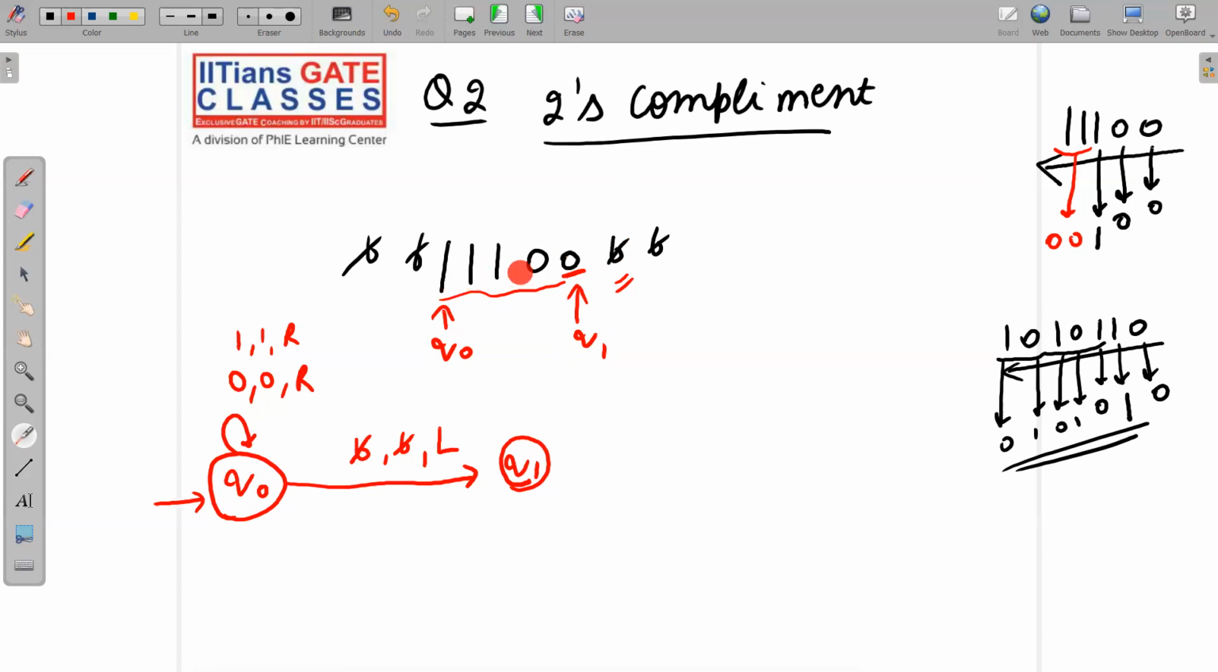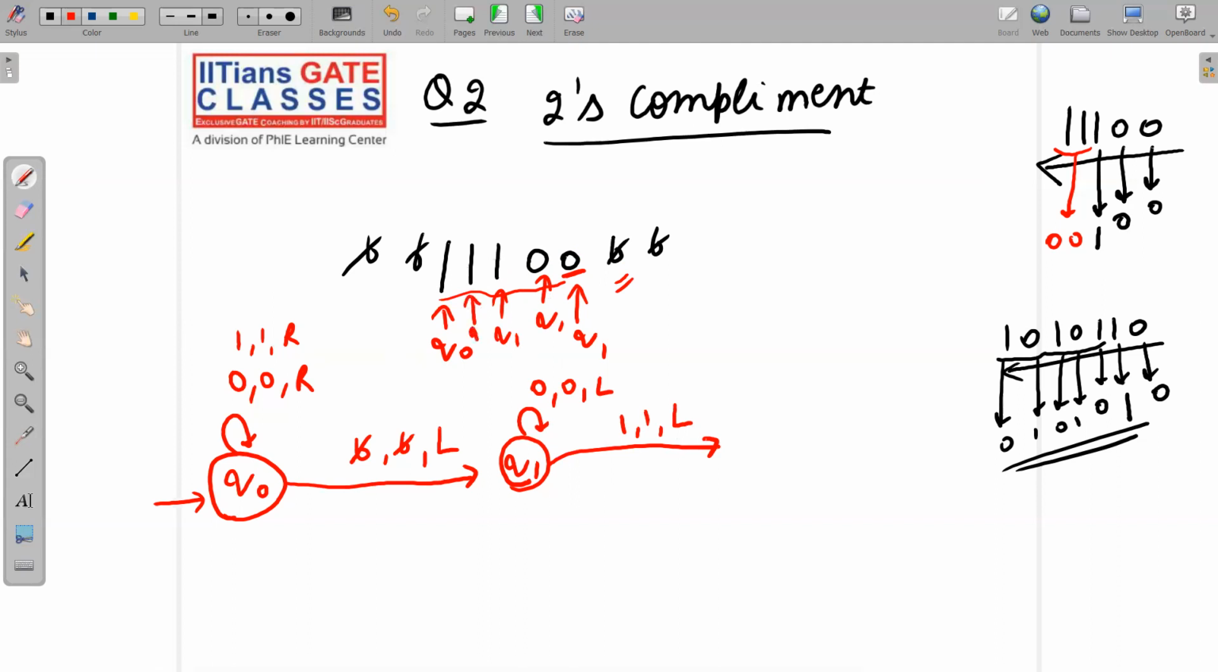Q0's mindset is to ignore all the zeros and ones and straight away search for the blank. Now Q1's mindset will be to ignore all the trailing zeros. 0 will remain as 0, and it will keep on moving left. So on Q1, 0 will remain as 0, it will move towards the left. Here Q1 will ignore this 0. But as soon as Q1 finds the 1, 1 will remain as 1 and it will move towards the left.